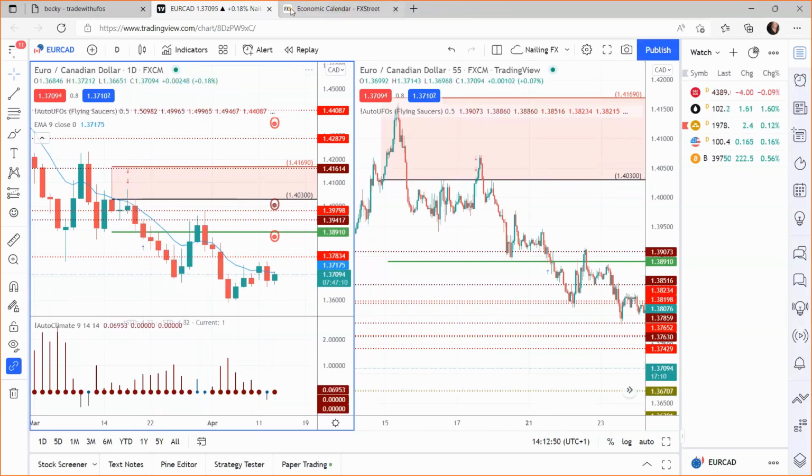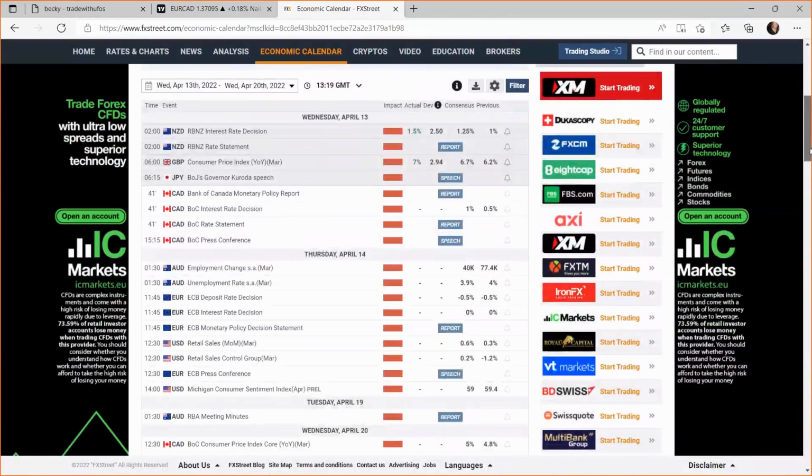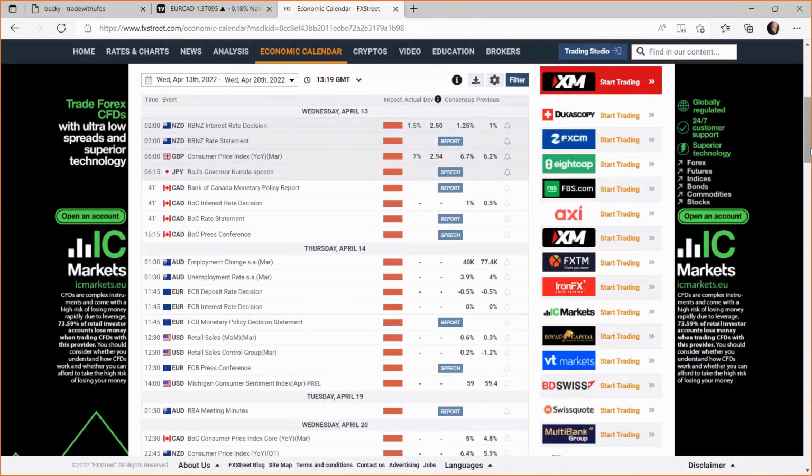Okay, so let's go and look at the FX Street economic calendar to help us figure out what we should be looking at today, or maybe what we should avoid looking at today. So today is Wednesday, April the 13th. We have some news throughout the day that could affect the Canadian markets, the Canadian dollar, and again, some specific news at 3:15 that may affect the Canadian dollar.